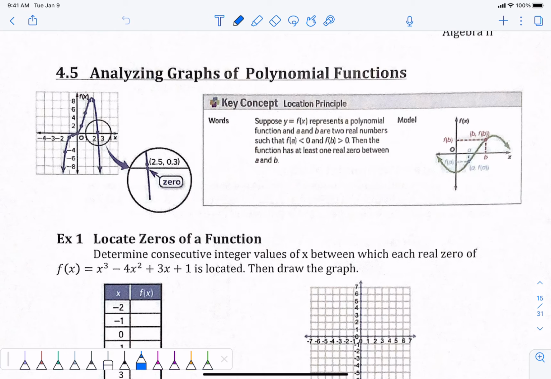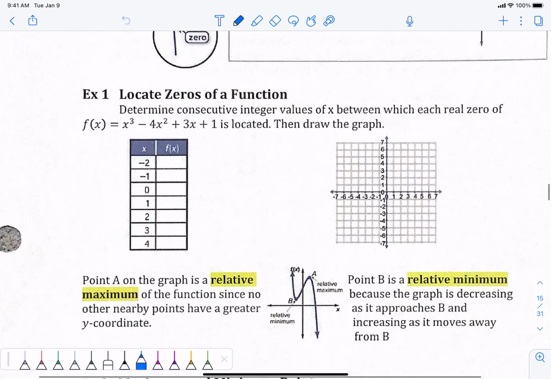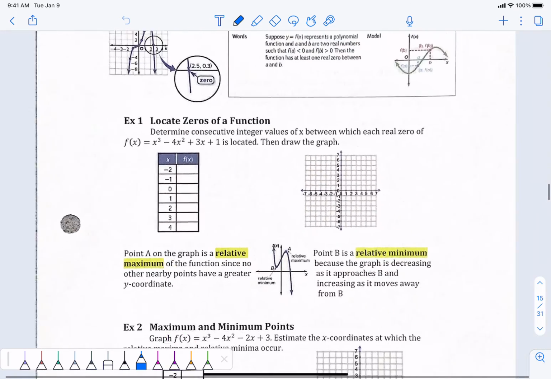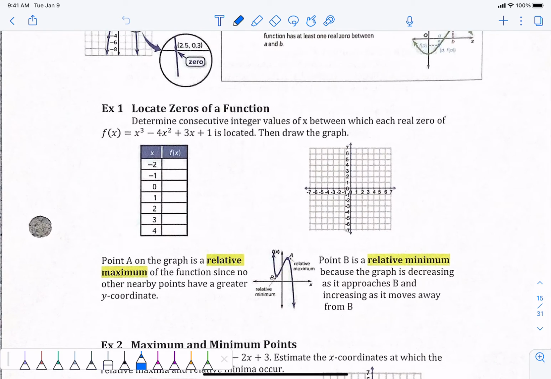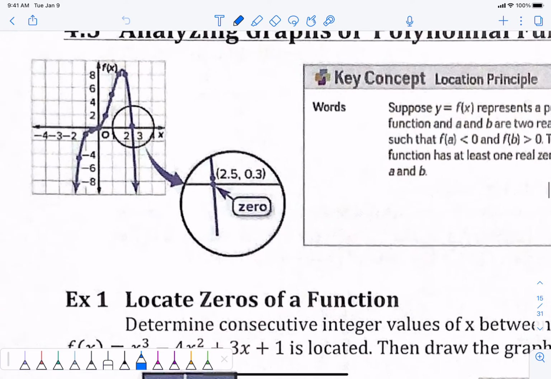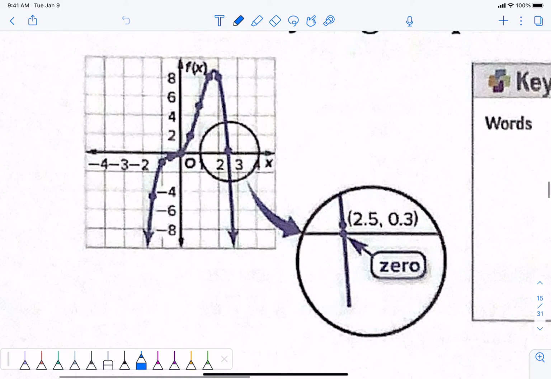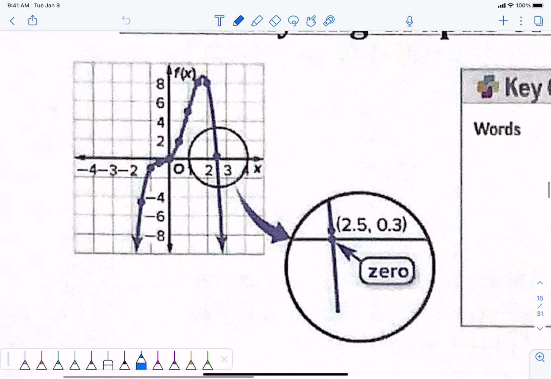This is section 4.5. We are back at it after Thanksgiving break, and this is analyzing graphs of polynomial functions. This isn't my favorite section to teach. We're going to be doing a lot of plugging numbers into equations to graph things. The first thing they talk about here is identifying zeros. We're going to talk about maximums and minimums and increasing and decreasing functions.